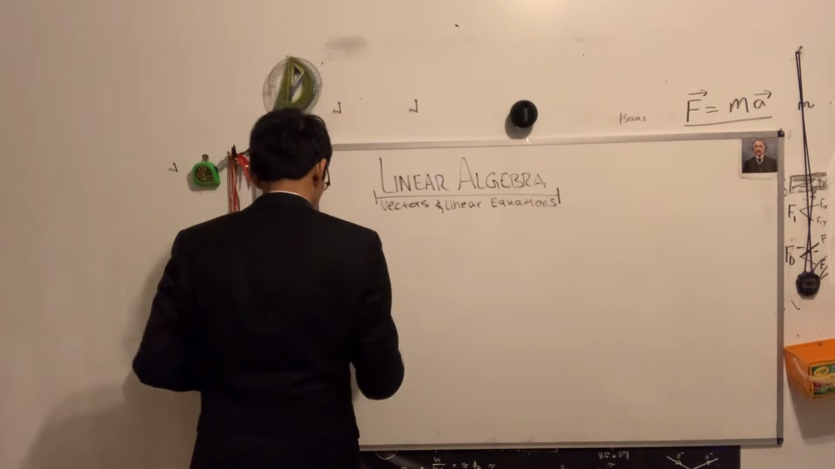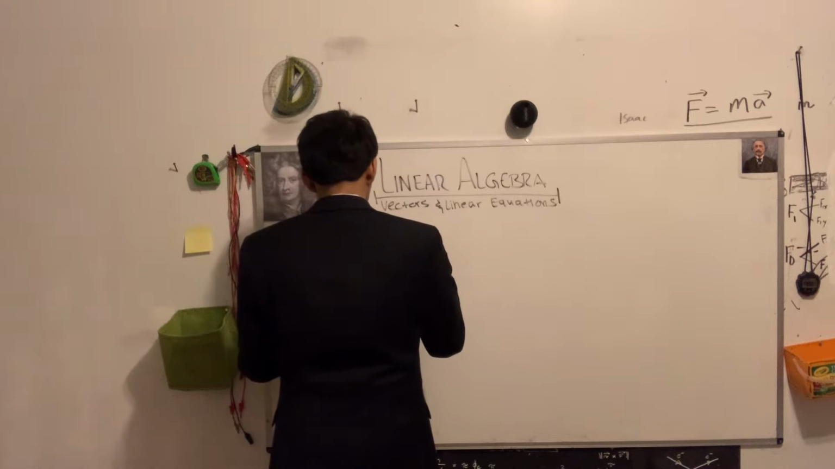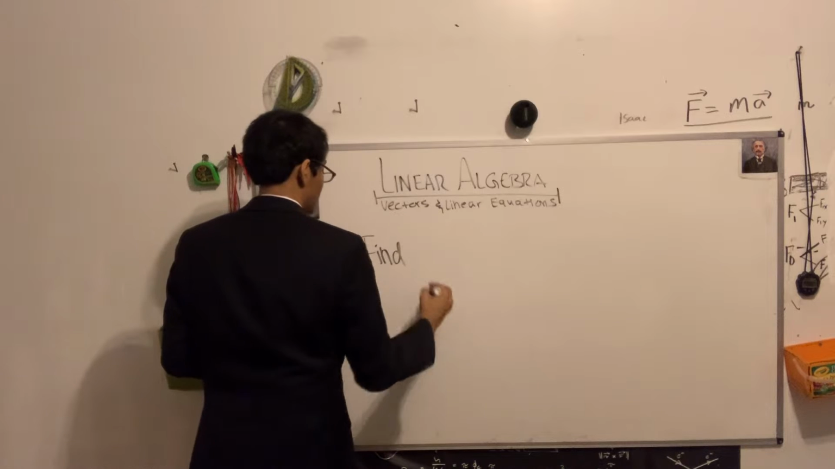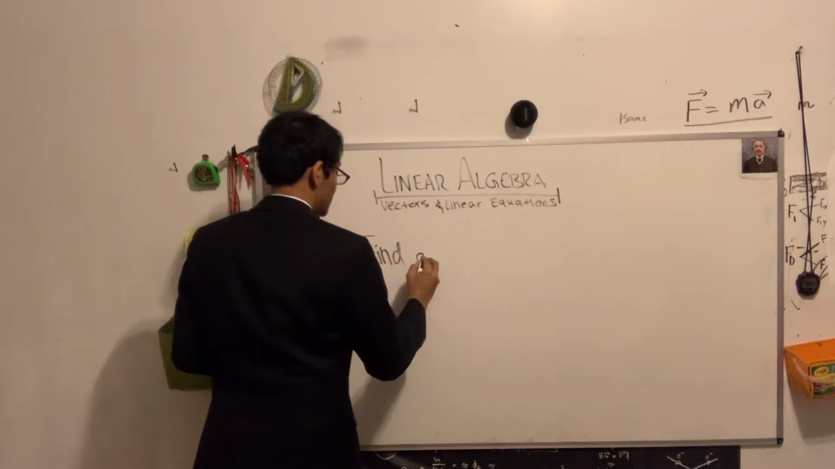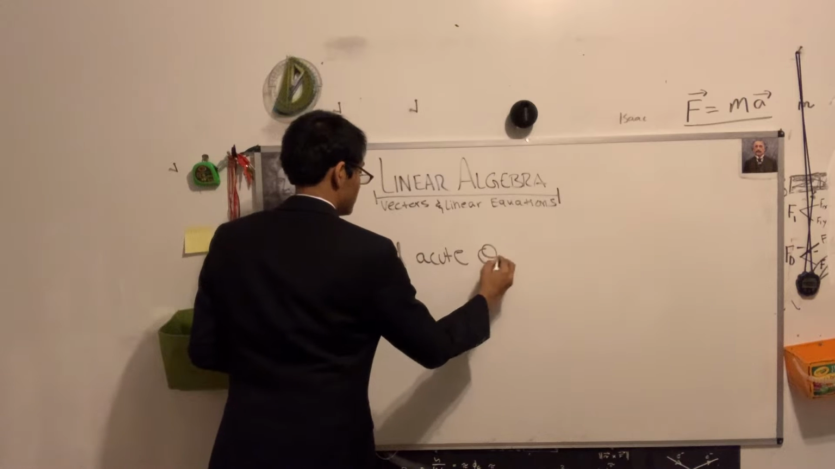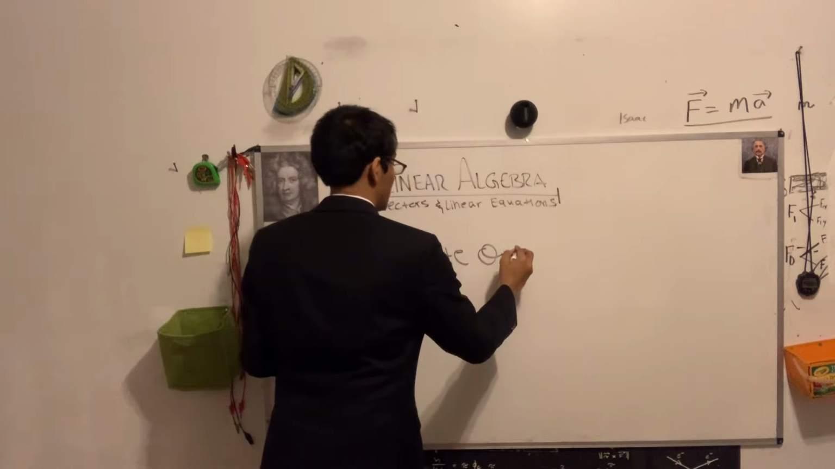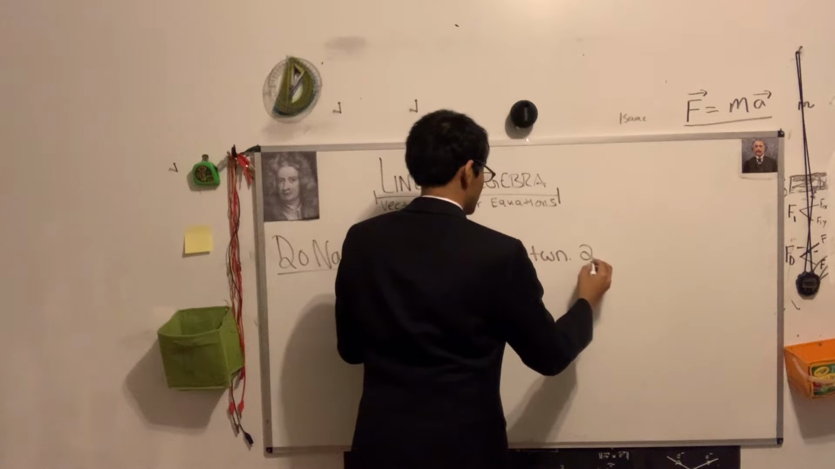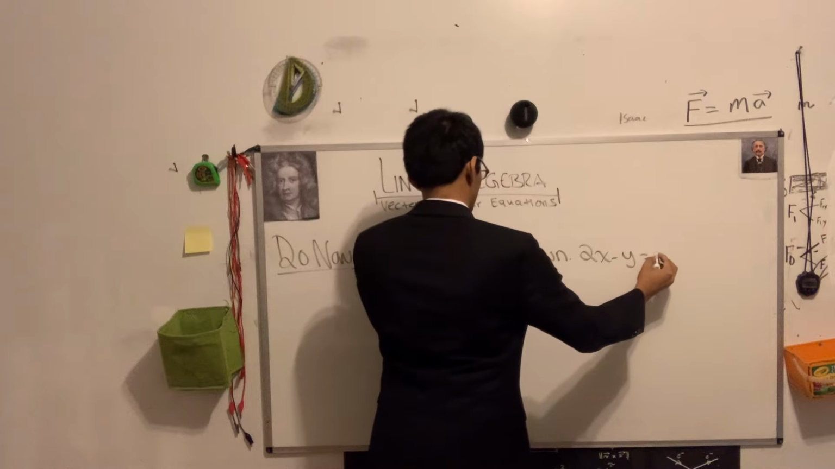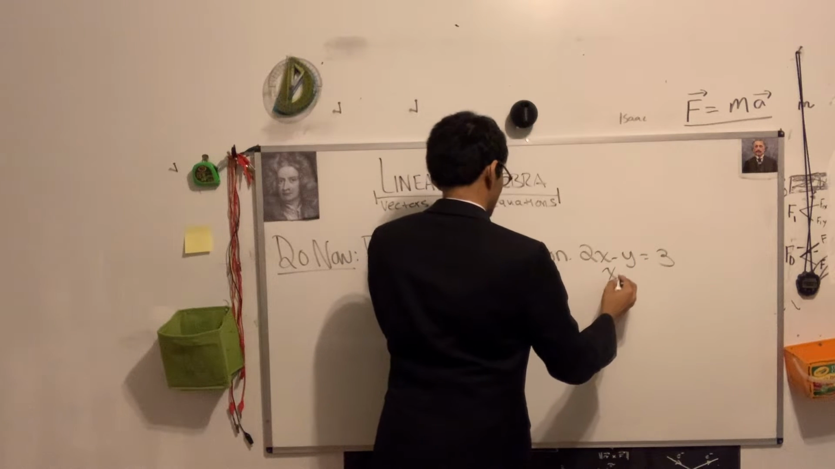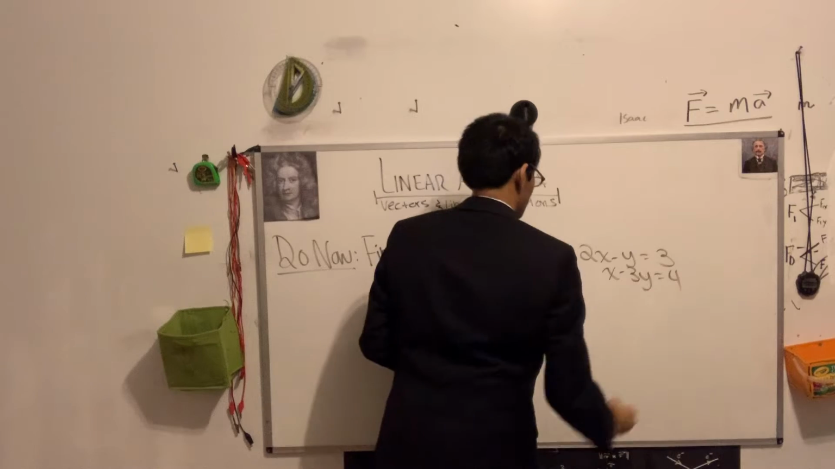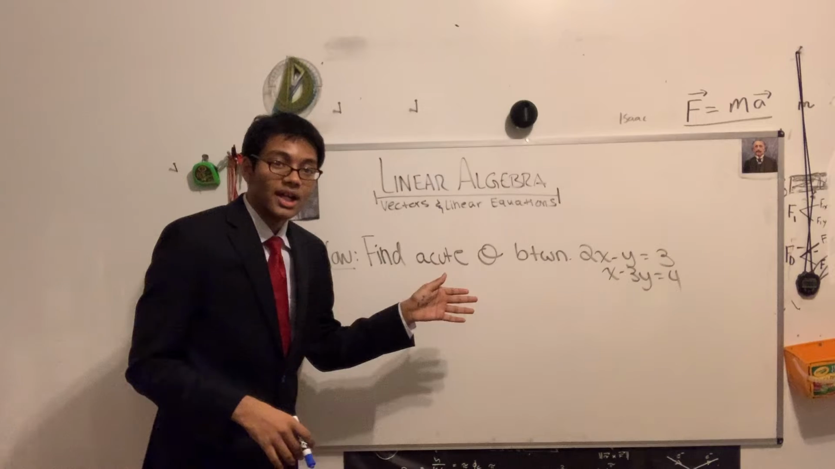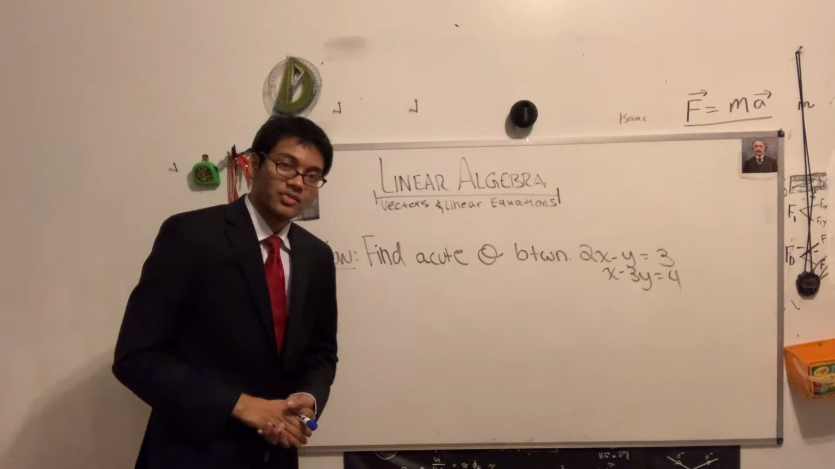So this do now is hopefully a little bit of a challenge. Find the theta, the acute angle. Find the acute angle between two lines, and let me give you these two lines: 2x minus y equals 3, and x minus 3y equals 4. Okay, so what am I asking you to do? I've just given you two lines, and I want you to find the angle between them.